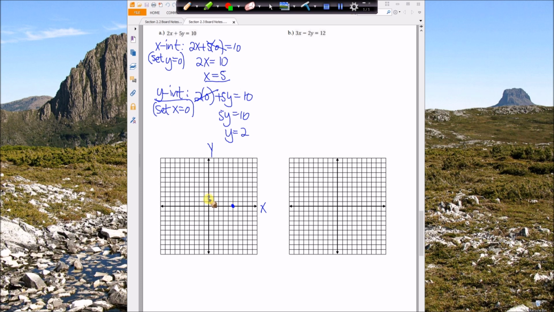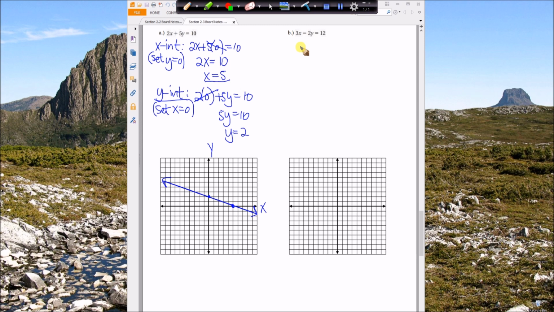Okay, so here's my y-intercept, and we can just draw a line through that. Okay, draw a line, see if I can aim this correctly. Boom, there she is, fairly close. Okay, so there's your line. All right, same thing for this.